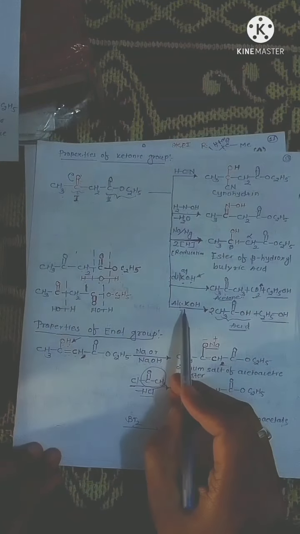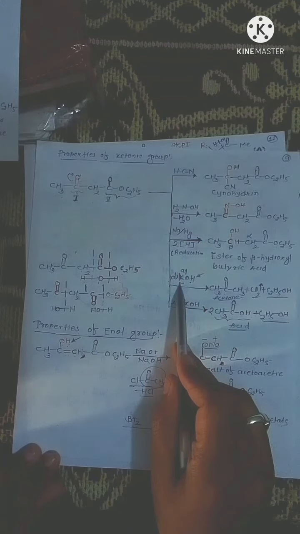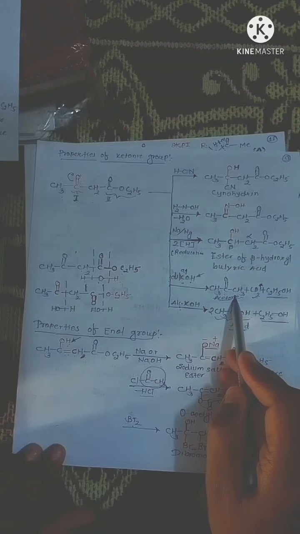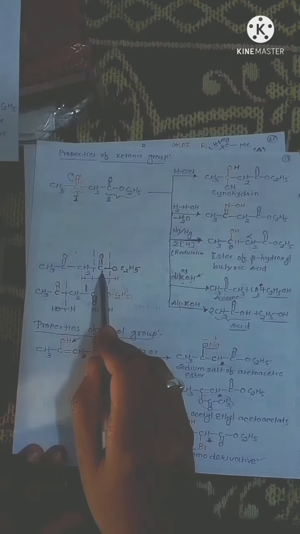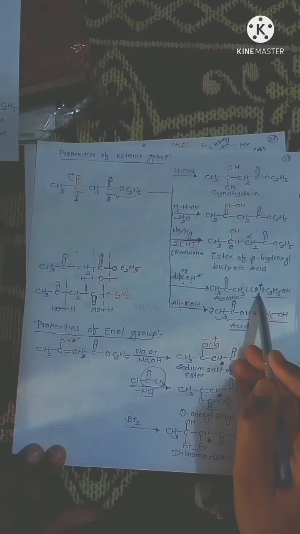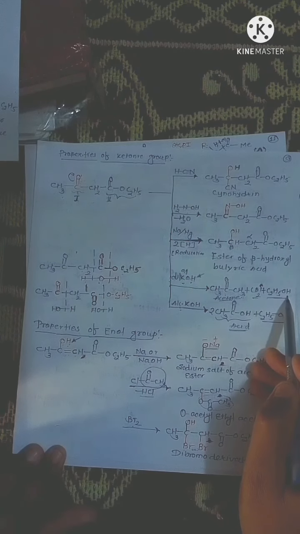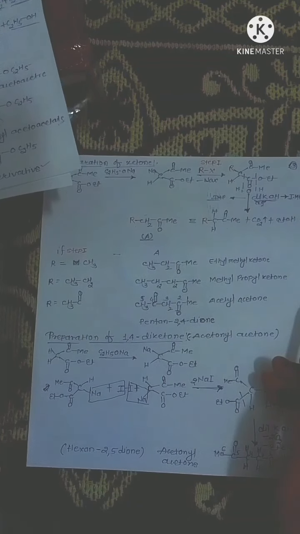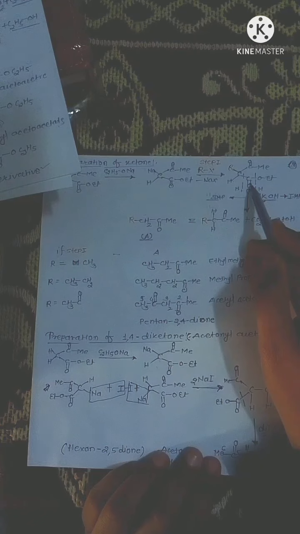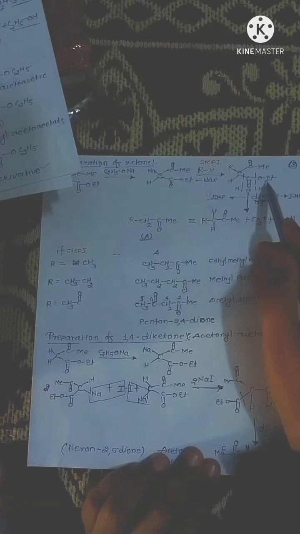Just see here, dilute KOH basically gives us a ketone, and one of the carbonyl groups gets decarboxylated and C2H5OH comes as a byproduct. So the same thing is happening here. Out of these two carbonyl groups, the carbonyl group which is the part of the ester group gets decarboxylated, giving you CO2.